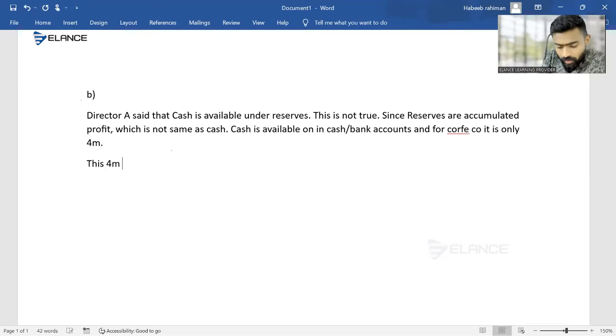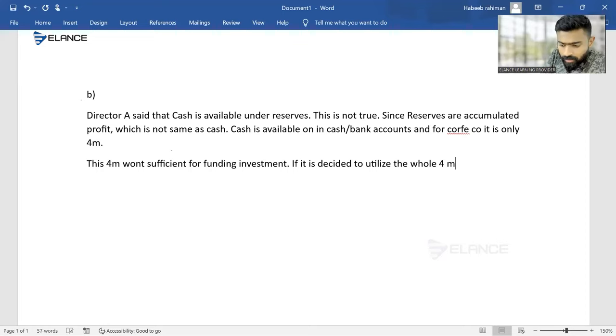This 4 million won't be sufficient for funding investment. If it is decided to utilize the whole 4 million for investment, the Corfe company will be in serious liquidity trouble.